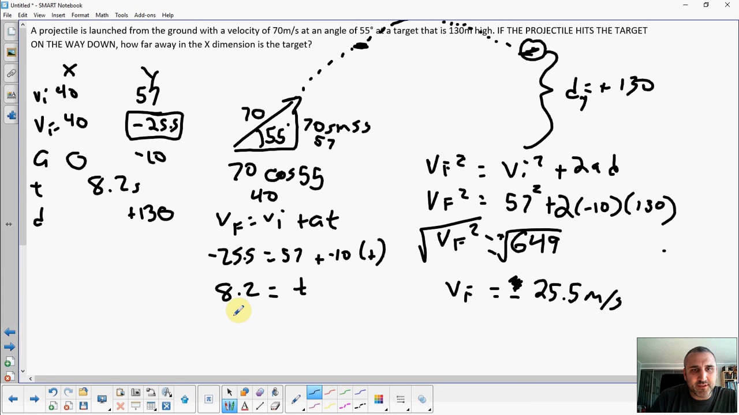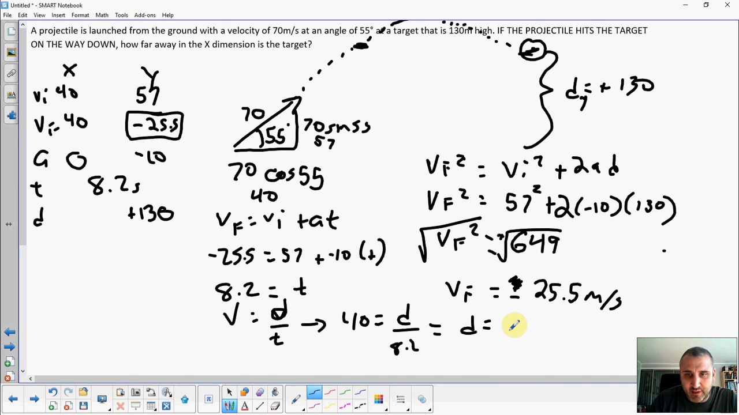Okay, and then once we've got that, we can go back to our x. Velocity equals d over t in the x. Velocity is 40 equals d, which we don't know, over 8.2. Multiply both sides by 8.2. Your displacement should end up being 328 meters away.